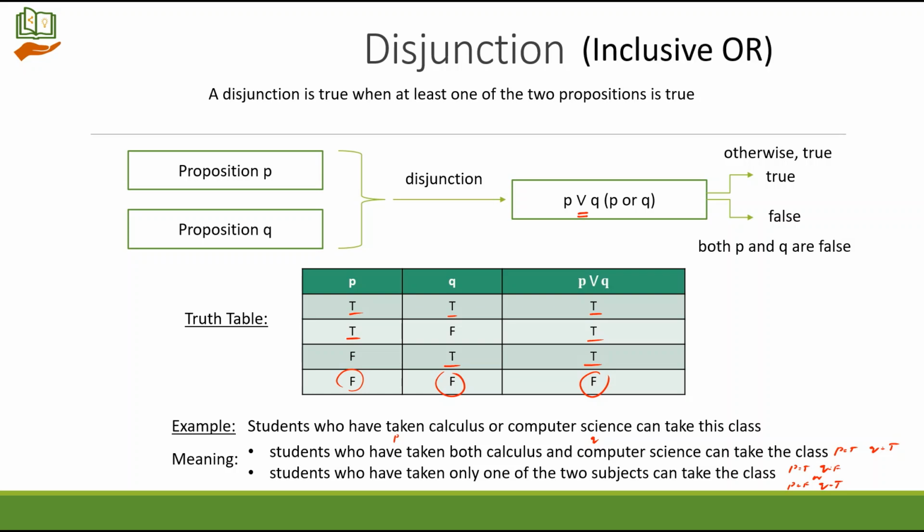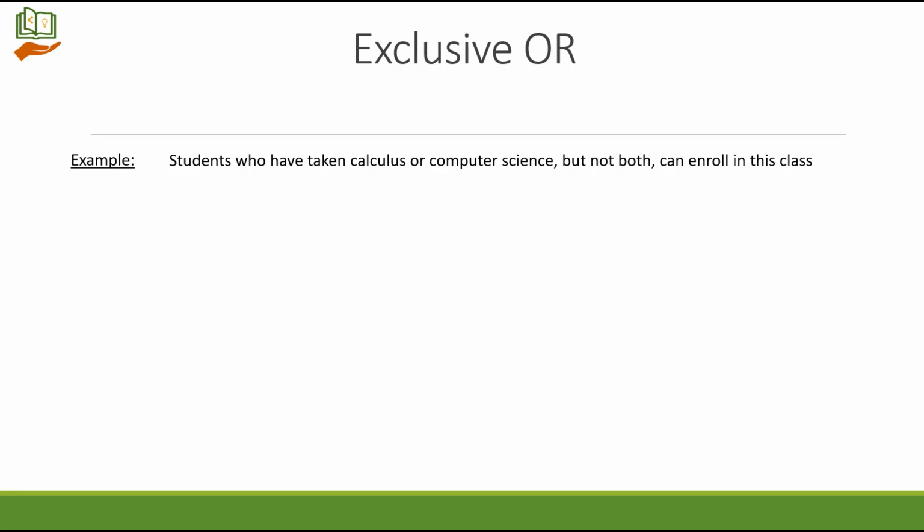OR operation. This disjunction is also called inclusive OR. It means you are including either P or Q or both P and Q's existence to make it true. So this is called inclusive OR. When we wantedly show you that this is called inclusive OR, definitely the next operator will be exclusive OR. So inclusive OR is disjunction. What about exclusive OR? Let's take the same example.